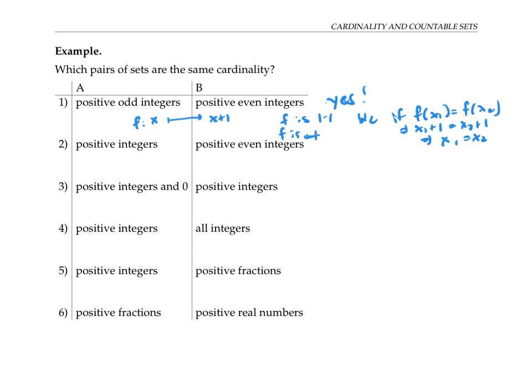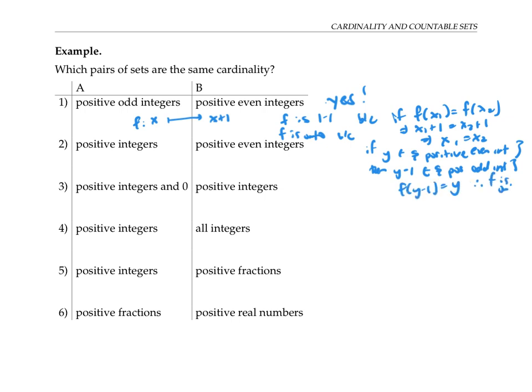F is onto because if y is in the set of positive even integers, then y minus 1 is in the set of positive odd integers, right? Because the smallest positive even integer would be 2, and 2 minus 1 is 1, is still a positive odd integer. And f of y minus 1 will equal y, so therefore f is onto. So we have a bijection between these two sets. They have the same cardinality.